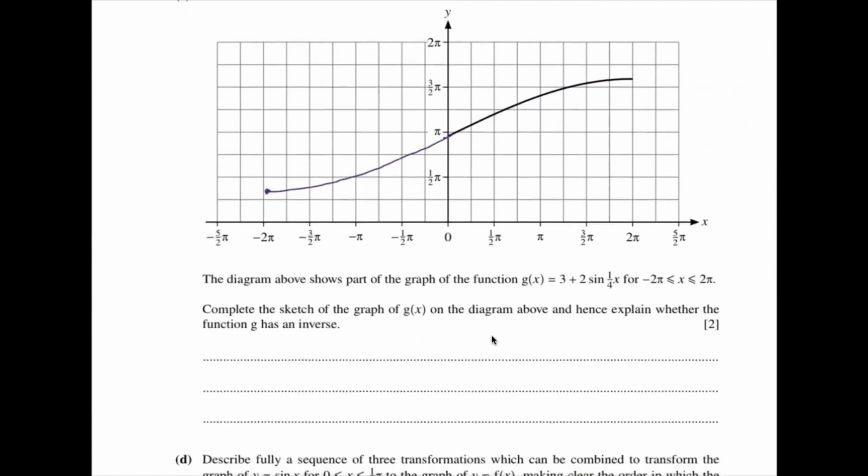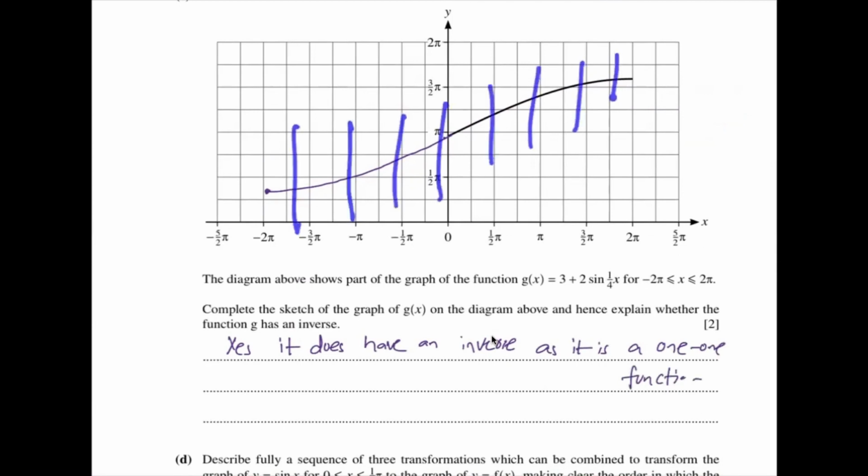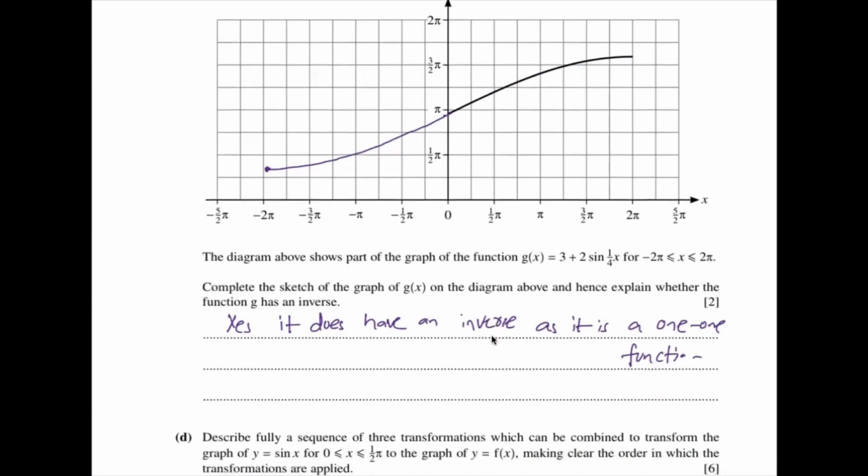Now it's asking for a reason, explain whether the function g will have an inverse or not. So you're going to say yes, it does have an inverse. And the reason is that it's a one-to-one function. As you can see over here, if you pass a vertical line, it's only going to intersect the curve at only one point. So it's a one-to-one function.